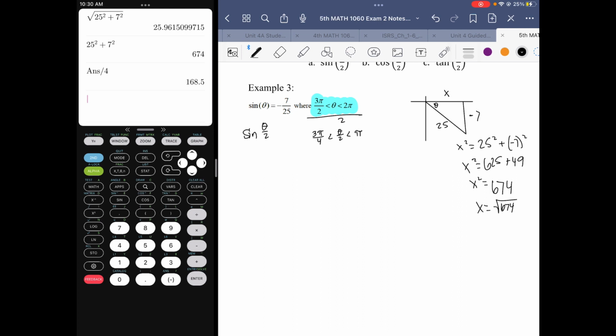I'm just going to check if 674 is divisible by any perfect squares that are easy to deal with. Let's see, 4, 9, 16, 25 won't. So I think that that's probably the easiest form to leave it in. So we'll go with that.